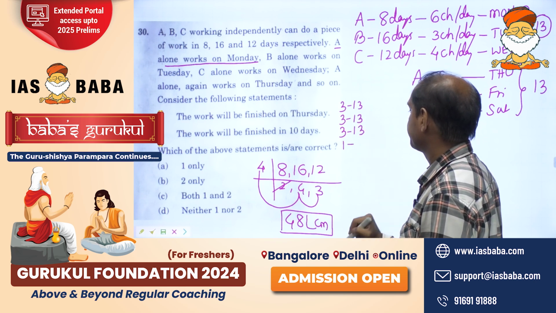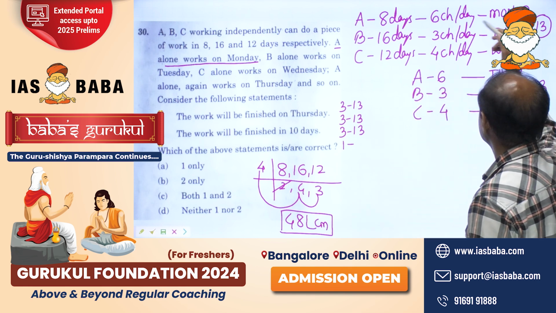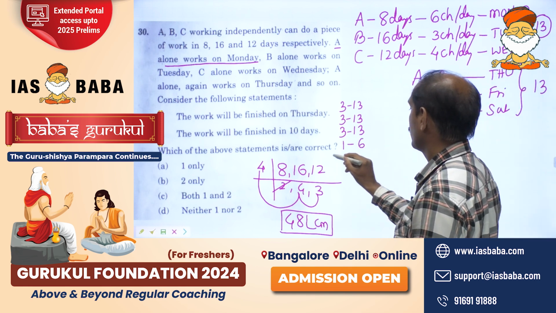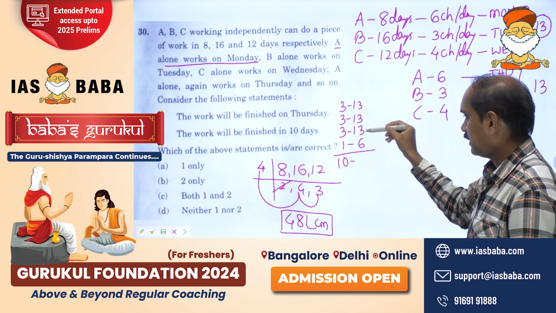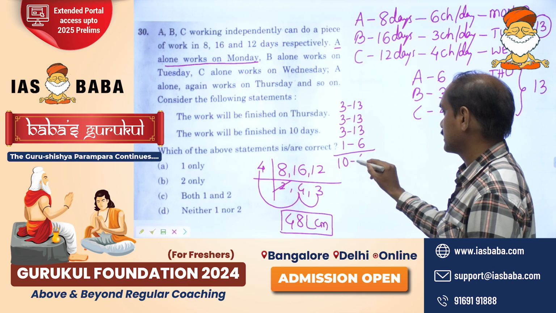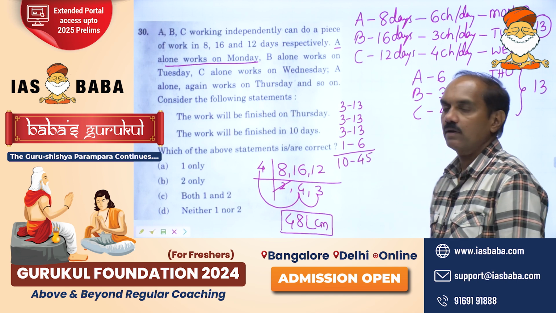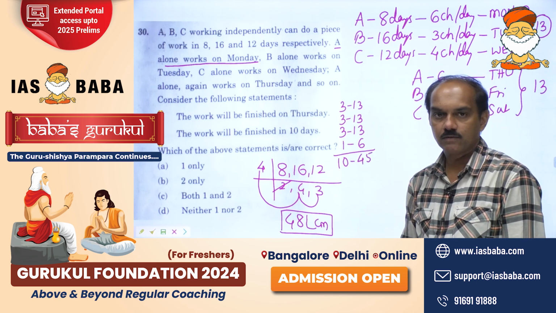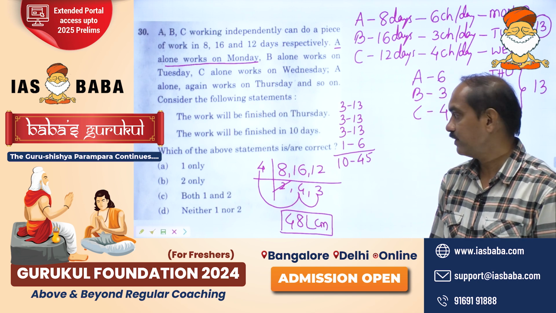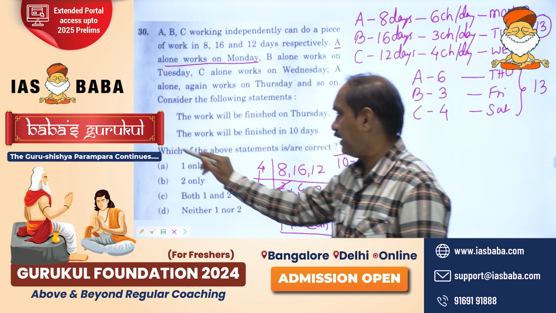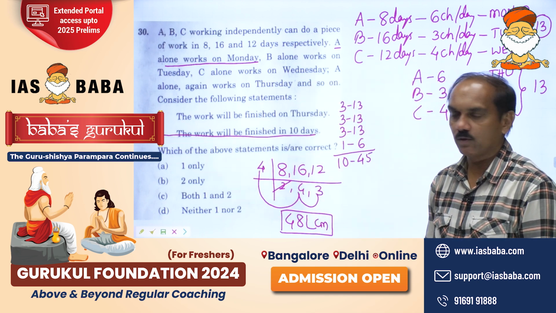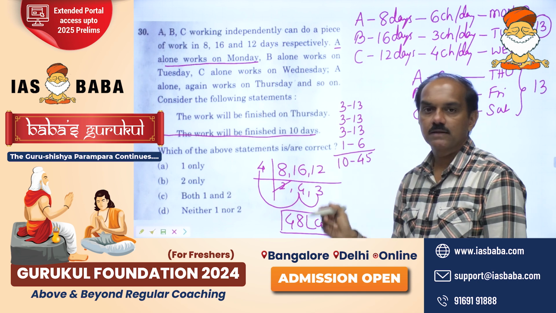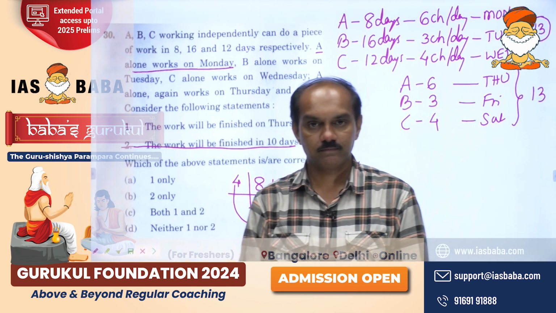Next 1 day, it is 6. So total 10 days, after 10 days, 13 3s are 39 plus 6, 45. See here. After 10 days, only 45 chairs will get arranged. But he is saying the work will be finished in 10 days. No. After 10 days, only 45 chairs will get arranged.